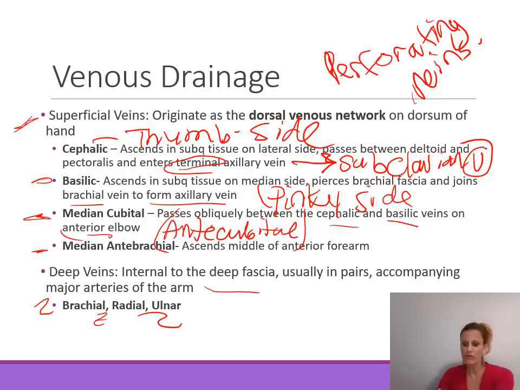So the 2 radial veins run up the thumb side on either side of the radius, right by the radial artery. The 2 ulnar veins run up on either side of the ulna, right by the ulnar artery. At the elbow, they join and become the brachial veins. The 2 brachial veins run up on either side of the humerus, right by the brachial artery. Again, these all end up joining together.